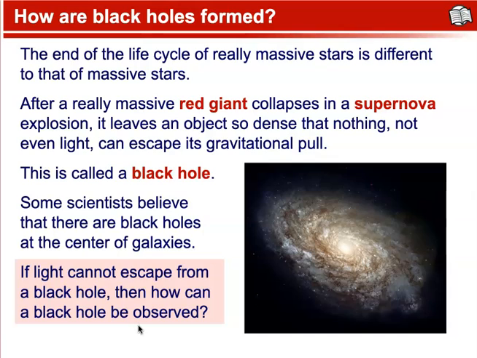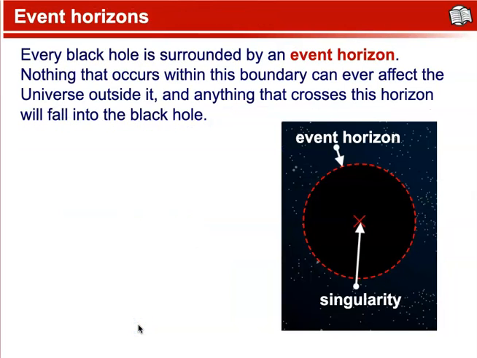If light cannot escape from a black hole, then how can a black hole be observed? Event horizons. Every black hole is surrounded by an event horizon. Nothing that occurs within its boundary can ever affect the universe outside it, and anything that crosses this horizon will fall into the black hole.